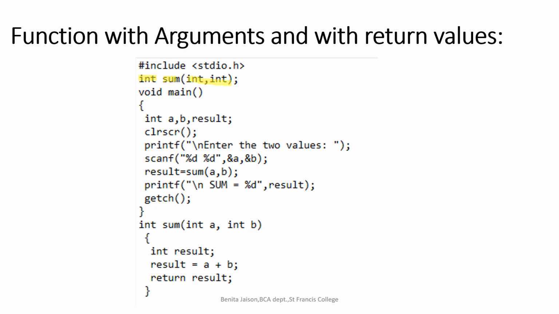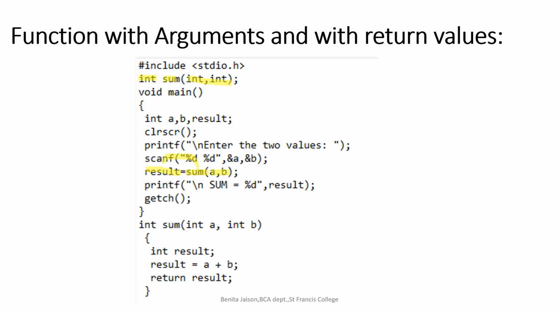So here, after finding the sum of two values, we are assigning it to a variable called result. The function, when it is called from the main, is passed two arguments, and we are expecting a return value which is assigned to an integer data type variable.